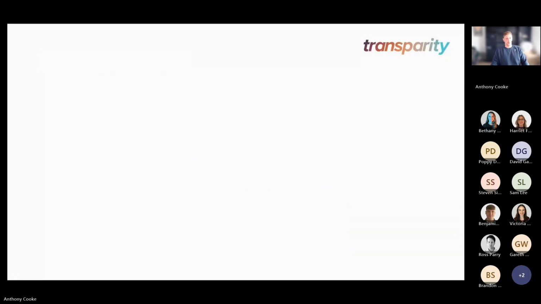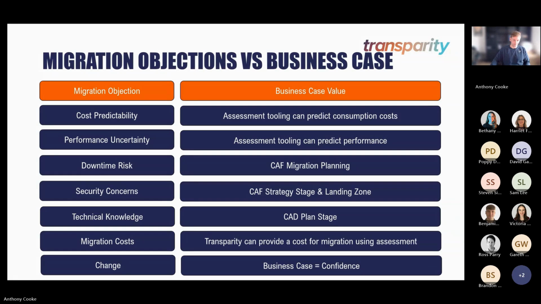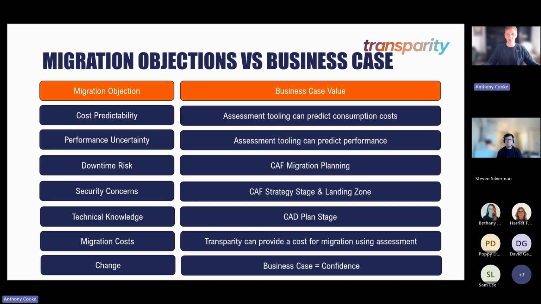Let's go back to the deck. If we take the objections from earlier, and this isn't a perfect science. I'm not sat here now saying if you do Dr. Migrate and some CAF work that any business in the world will know straight away they must move to the cloud and confidence will be high. But cost predictability very much can be fixed. It can be resolved by Dr. Migrate, assessments, proof of concepts. That shouldn't be a problem.